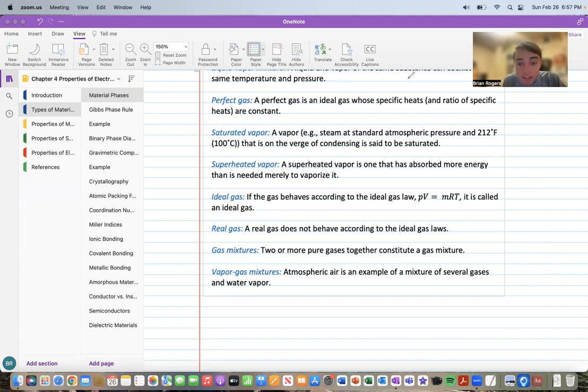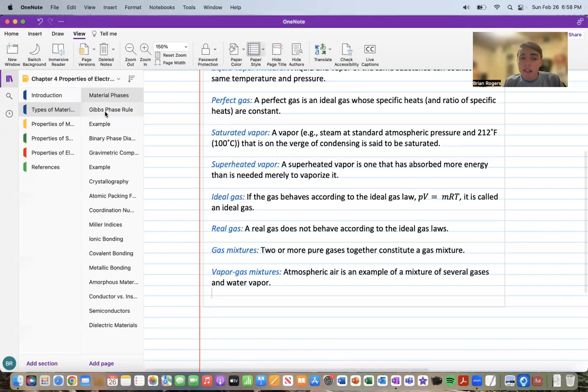Then a vapor gas mixture is basically, atmospheric air is one example, where we could have water vapor and several gases, like a mix of gases in the air with some water vapor. So if you think about this, it's just a mixture of vapor, which remember we went from the liquid to the vapor stage, and gases in the air. That's what it implies.